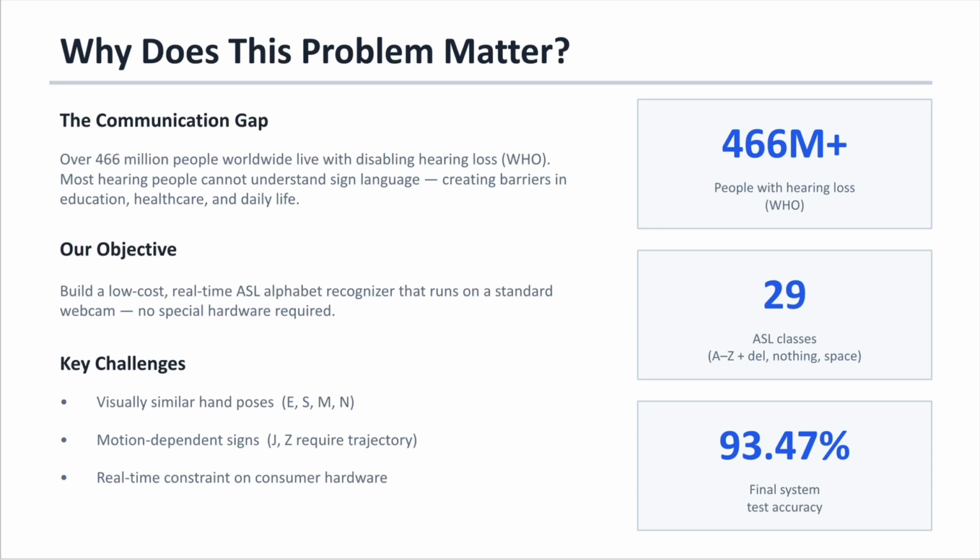3 challenges shaped our design. First, visual similarity. Letters like E, S, M, and N look nearly identical and differ only in small finger positions. Second, motion dependency. Letters J and Z are defined by hand movement, not a single shape. Third, speed. A system is only useful if it runs fast enough for real conversation. These 3 constraints, similarity, motion, and latency, drove every architectural decision we made.